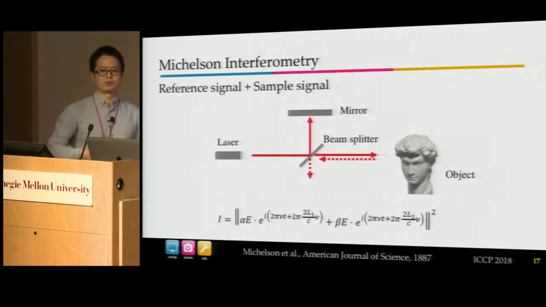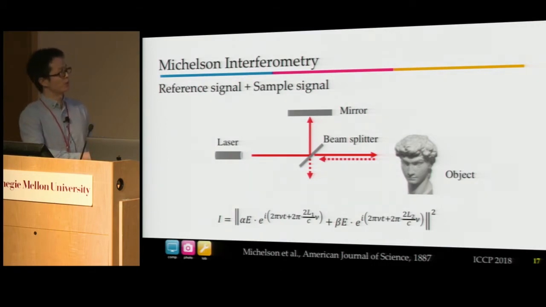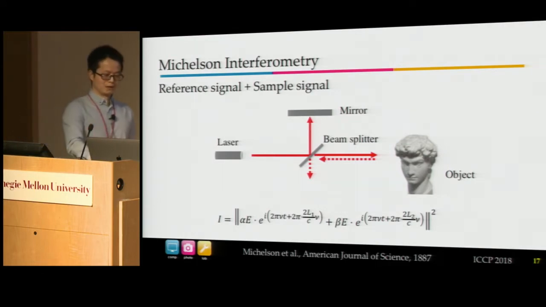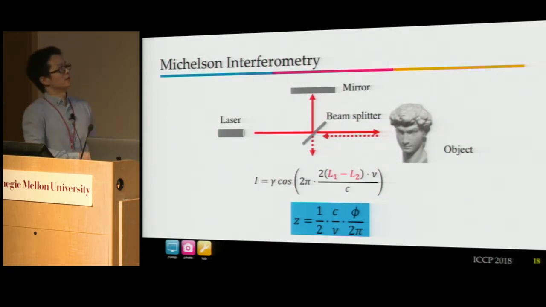Of course, these two beams will arrive at the detector simultaneously. So we will basically sum these two signals from the reference arm and from the sample arm, which we call the interference signal. We can further write out this intensity in this way. It's a cosine term, and this term here is going to encode the phase information. L1 minus L2 we also call the optical path difference, and this optical path difference will encode the depth information. So once we estimate the phase here, we can use this formula to estimate the depth information.